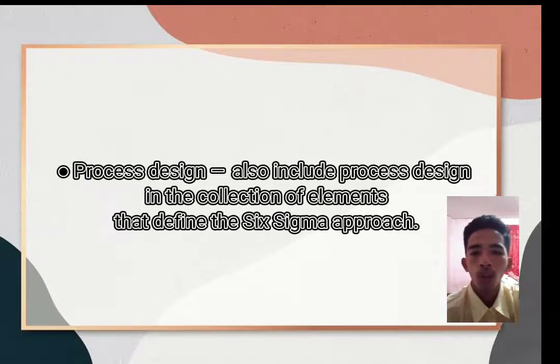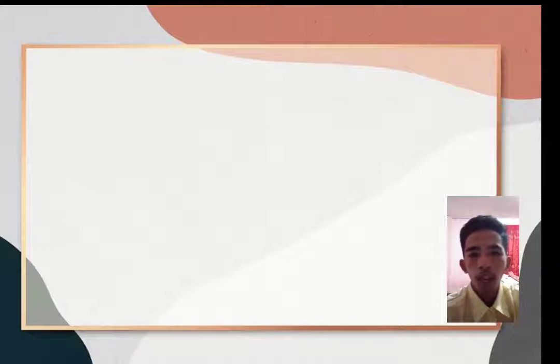Process design is also included in the collection of elements that define the Six Sigma approach. Process design is where the product is broken down into parts, which further can be helpful in the actual manufacturing process. For example, it has attractive packaging to provide the right aesthetics, plus it has function and features which provide value to the customer.